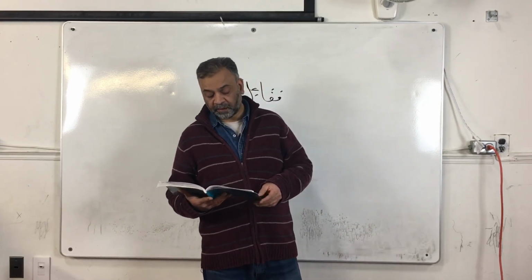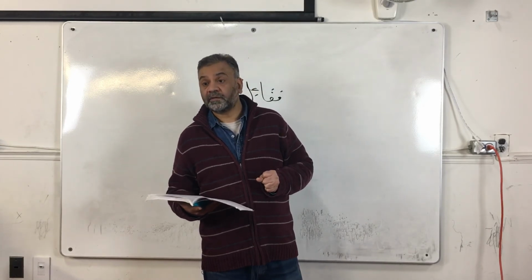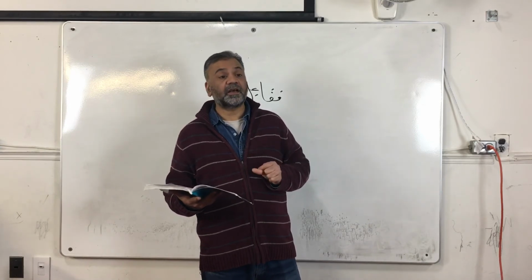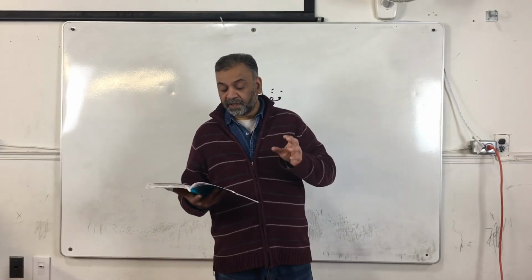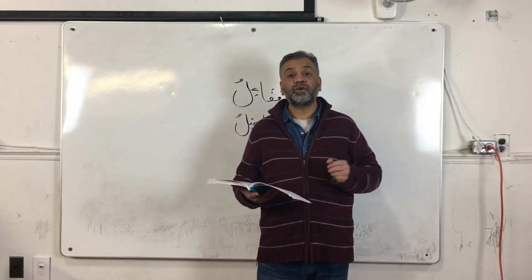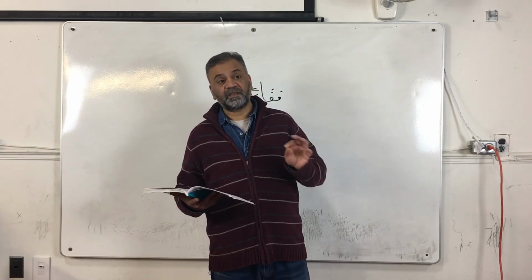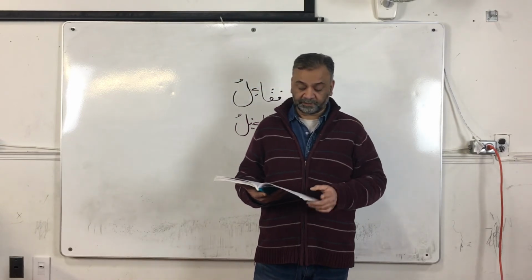Number 1, Hazal kitabu. What is haza? Mubtada, ismu ishara, lil qareeb. What is the grammatical value of al kitabu? Badal. We have done badal. This is the book. Kitabu li Muhammadin. This book belongs to Muhammad. Wazalika li Zainaba, and that one belongs to Zainab.